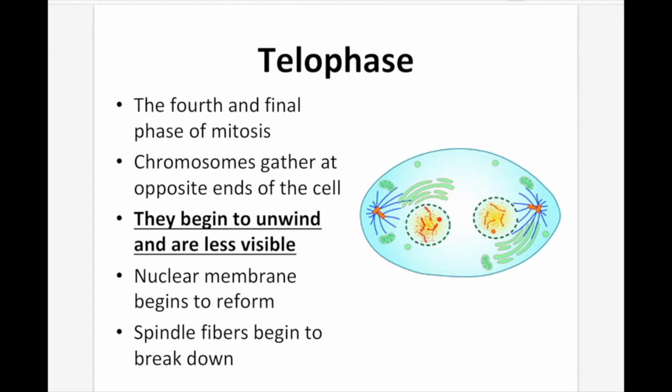Telophase. Telophase is the fourth and final phase of mitosis. During this time, chromosomes gather at the opposite ends of the cell. So you can see here, we have one end here and one end here, and you can see the chromosomes gathering in these spots. At this time, also, the chromosomes begin to unwind and are less visible.